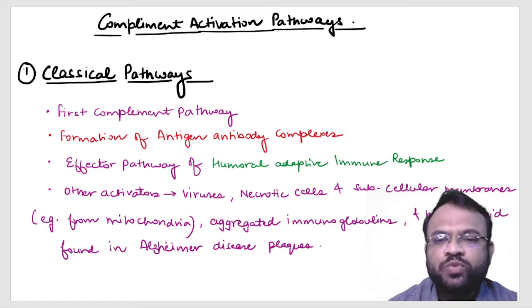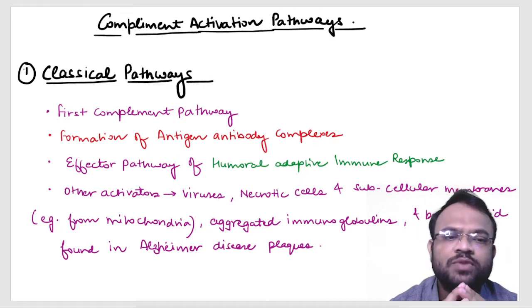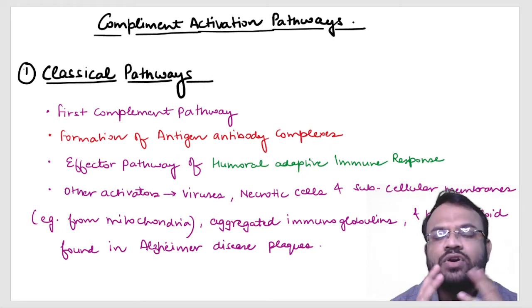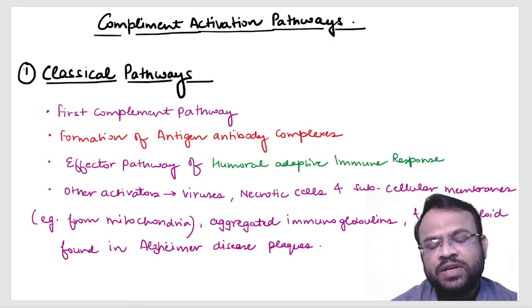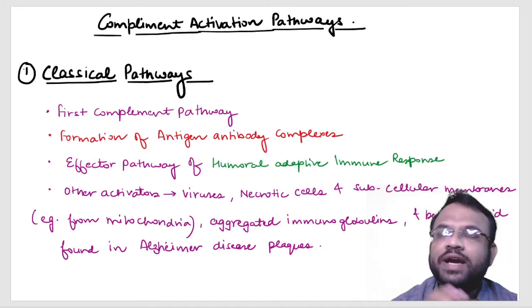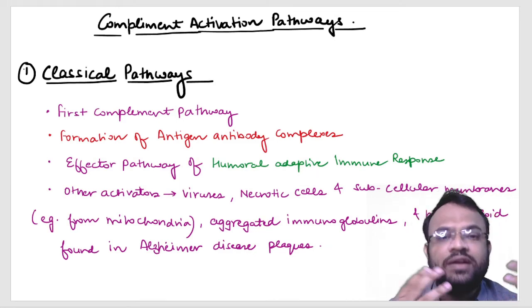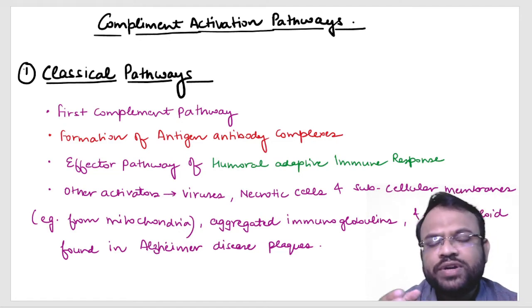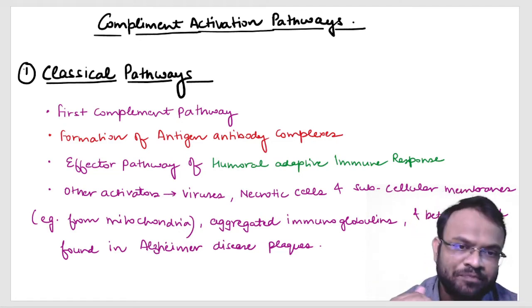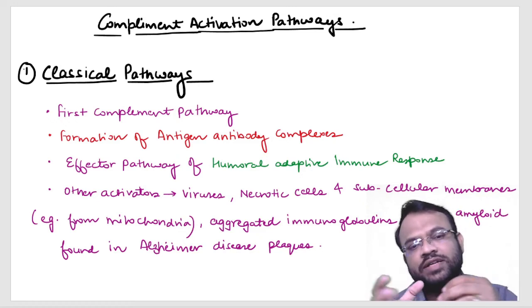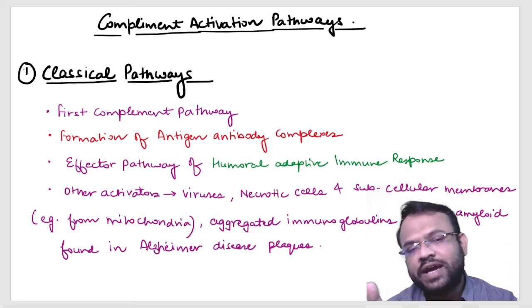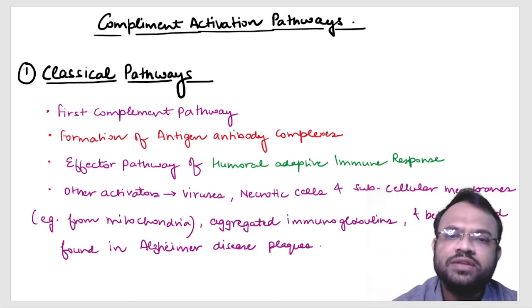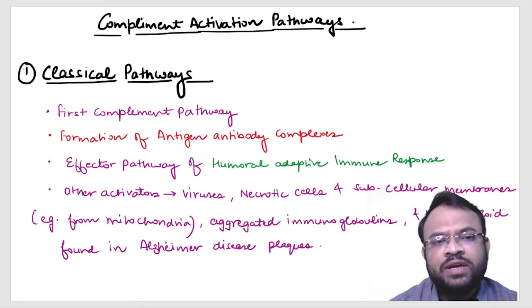Coming to the last point of this slide, what are some of the other activators of this classical pathway? So the other activators might include viruses, necrotic cells. Necrotic cells means the cells that are in the process of dying, or they have died. They might also activate the classical pathway.